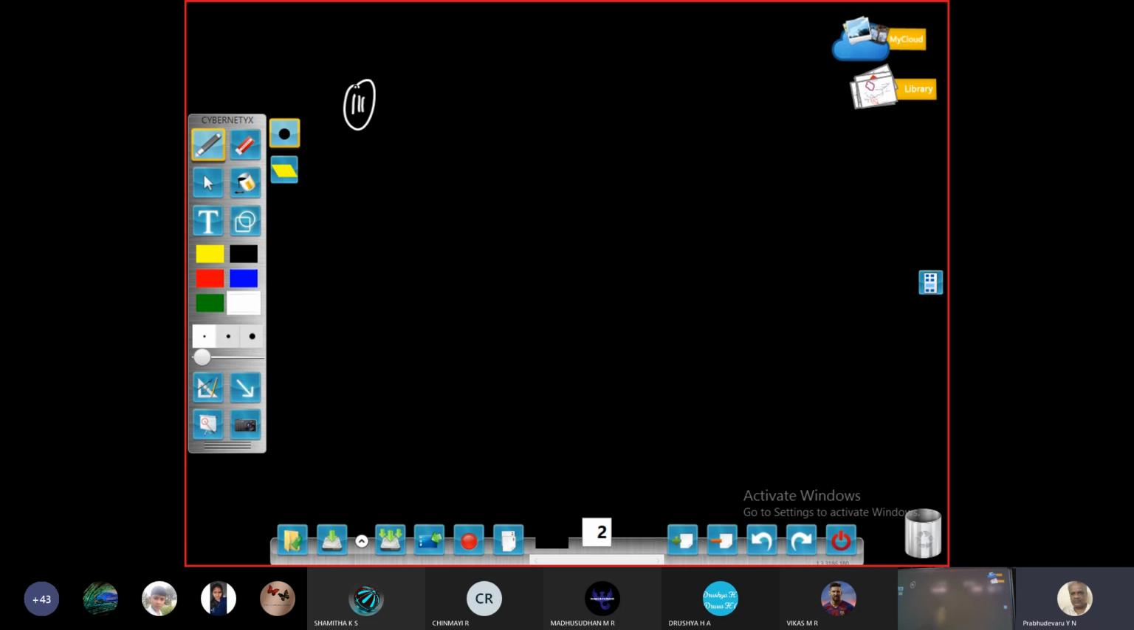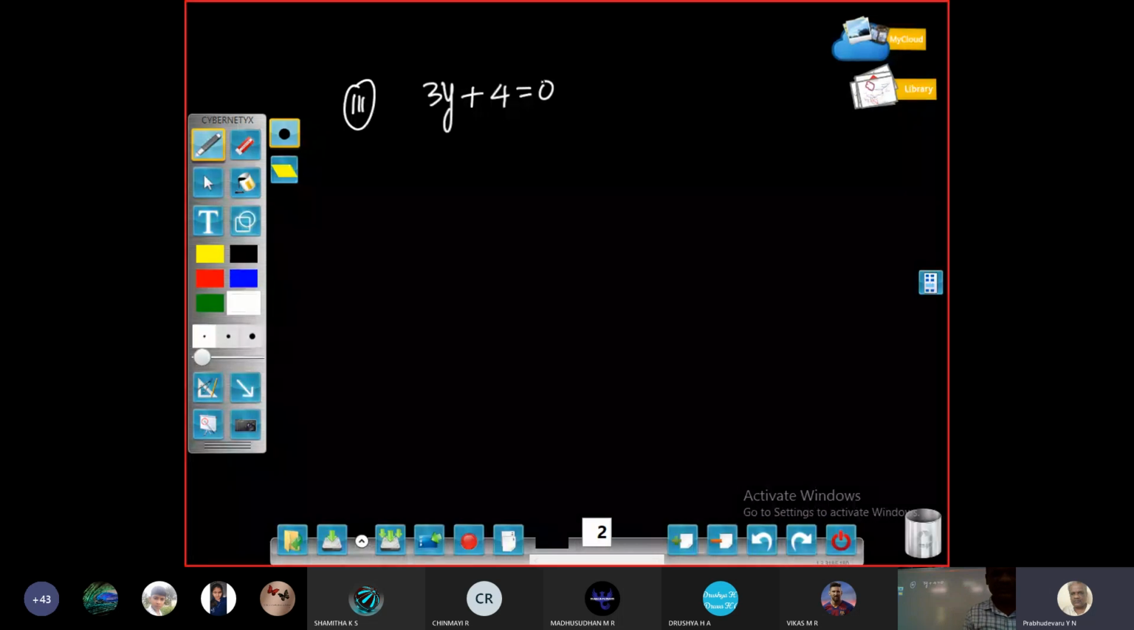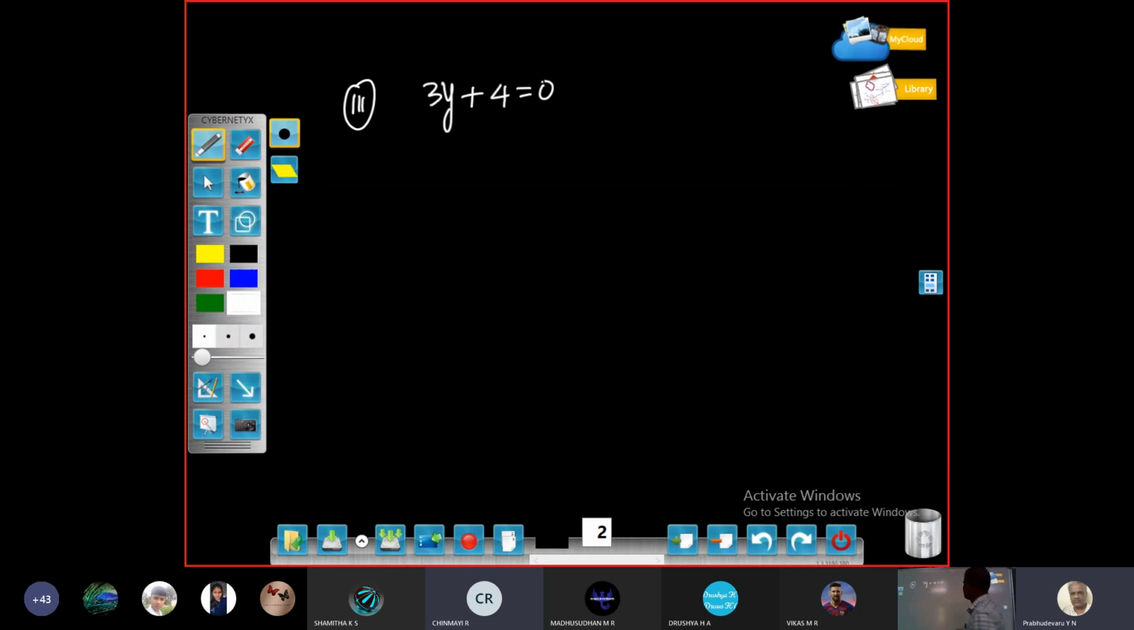Third one. 3y plus 4 is equal to 0. Find out the solution to this one. It is an equation in one variable, but you convert this into an equation in 2 variables, then find the solutions. If you take only 3y plus 4 is equal to 0, it has a unique solution, only one solution will be there. But you convert this into an equation in 2 variables, then find 2 solutions for this. You understand? Yes, sir.